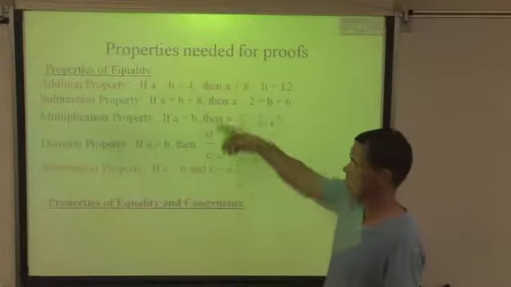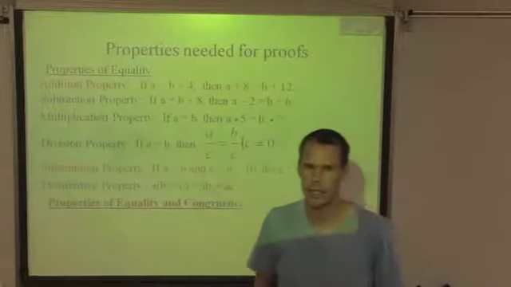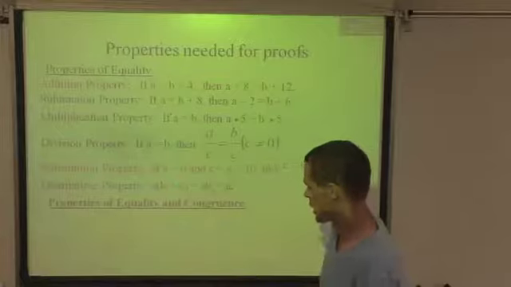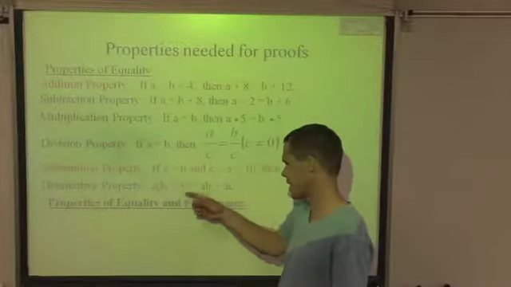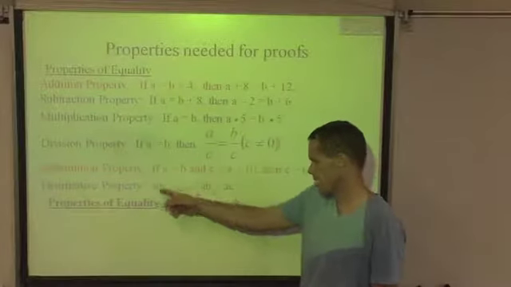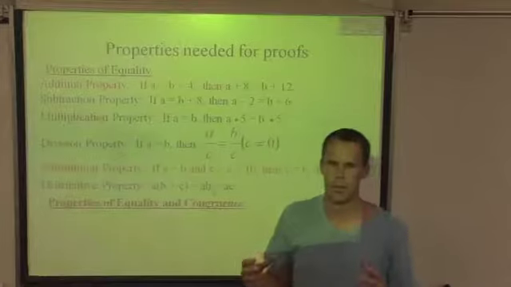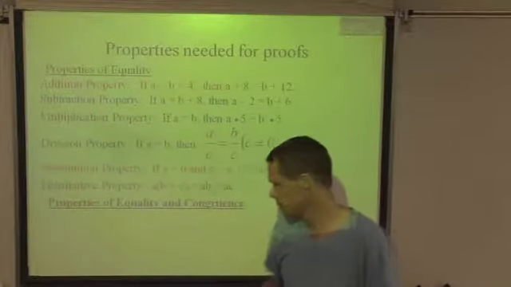Now, the final property of equality that's going to show up here is the distributive property. The distributive property teaches us that A times the quantity B plus C is equivalent to A times B plus A times C. We have distributed the multiplication of A across addition.